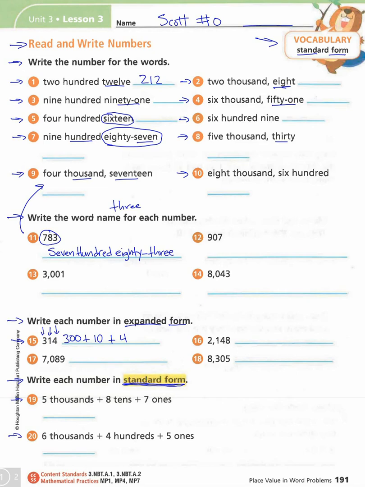And then now down here on 20, what would 6 thousands plus 4 hundreds plus 5 ones look like in standard form? So go ahead, if you haven't already done so, pause the video and complete those, and then when you're ready to go, you can start it back up.